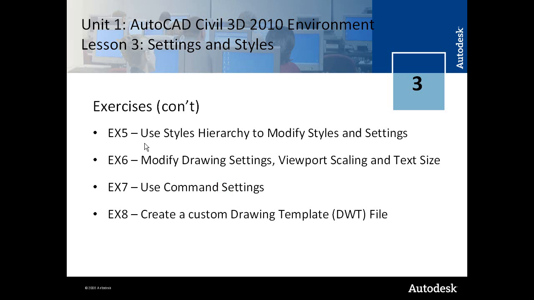And in exercise 5, you learn how to use styles hierarchy to modify styles and settings. So if you're getting involved with standardization and setting up your drawing template for your company, this is useful. In exercise 6, you learn how to modify the drawing settings and see how viewport scaling and model space drawing setup scale relates to Civil 3D label styles and their text size.